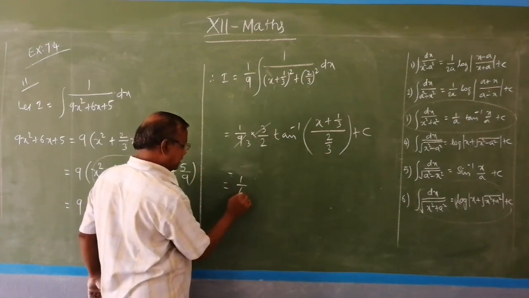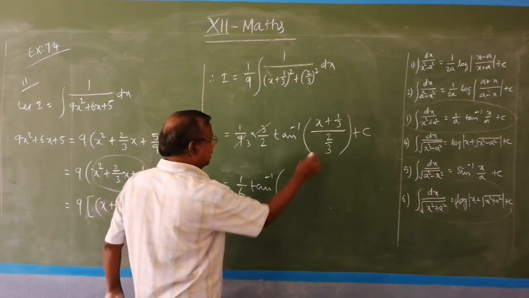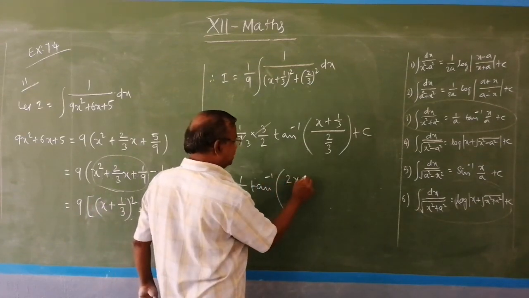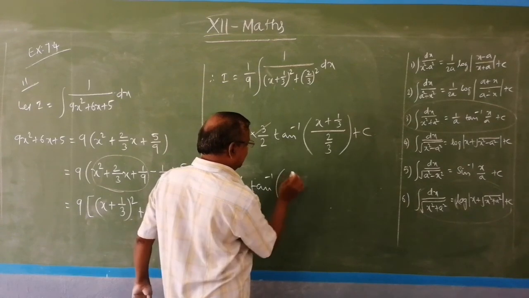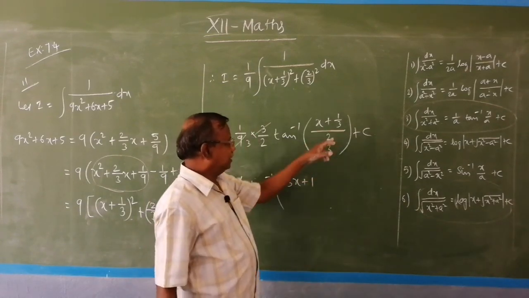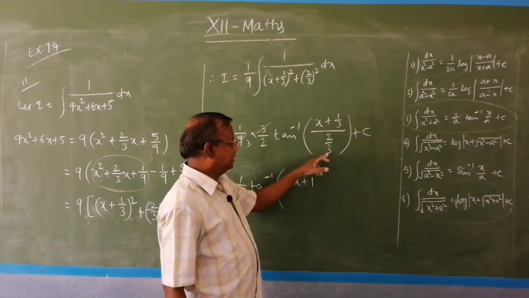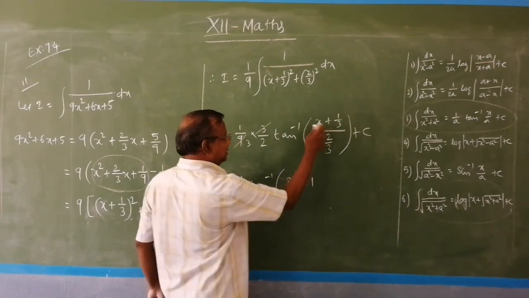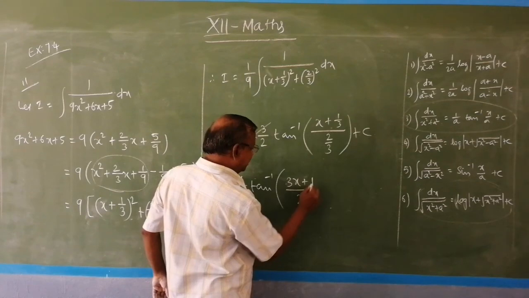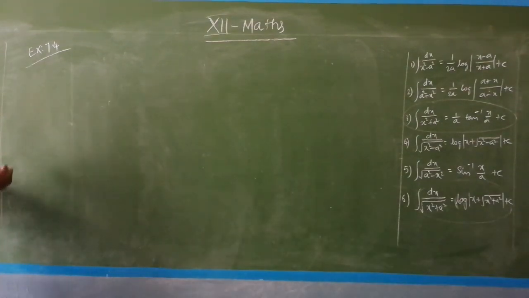Here it is 1 by 6 into tan inverse of, taking LCM, 2x plus 3x plus 1, the denominator 3 keep this, and the denominator 3 can be cancelled. It is 3x plus 1 by 3 and 2 by 3, the denominator we can cancel it. So, it is 3x plus 1 divided by 2 plus c. So, that's the answer to question number 12.